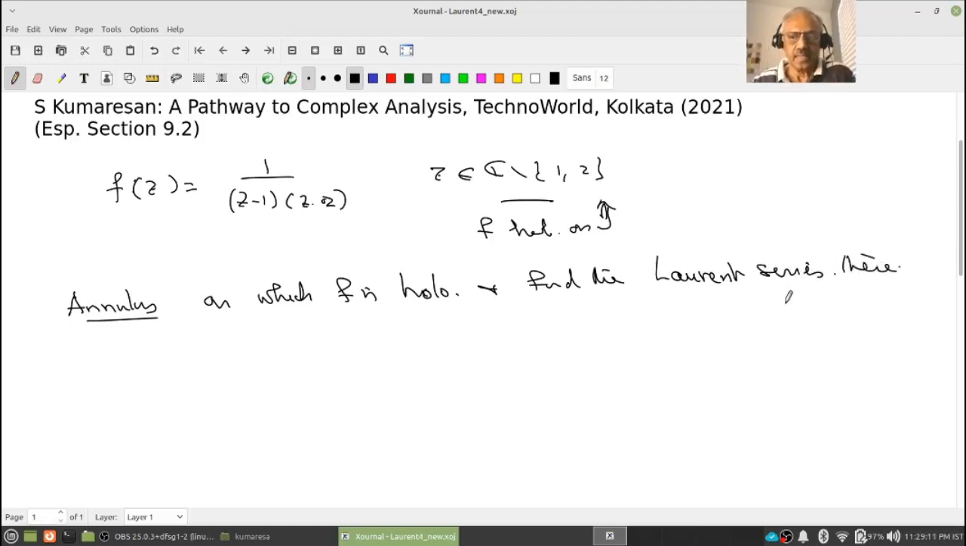Usually textbooks and teachers will give you the annulus and ask you to find the Laurent expansion. But you should learn, given the function, what the possible annuli are. There may be more than one. For example, the easiest is to assume 1 less than mod z less than 2. Then z equal to 1 is ruled out, z equal to 2 is ruled out. Therefore on this annulus, f is holomorphic.